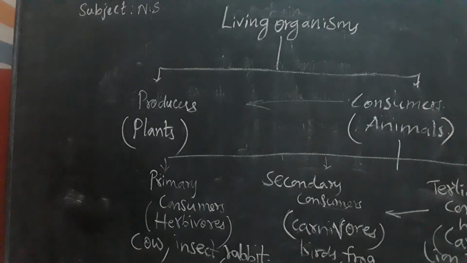They include herbivores such as some insects, rabbit, cow, etc. Next, secondary consumers eat primary consumers, and they include carnivores such as many birds, frog, fox, etc. Next, tertiary consumers depend on the secondary consumers for their food, and they include carnivores that eat other carnivores. They are higher carnivores. They include the snakes also, lion, tiger, wolf, etc.